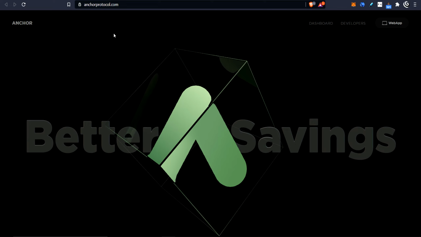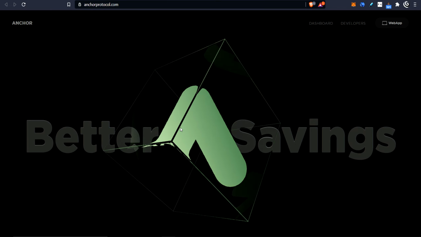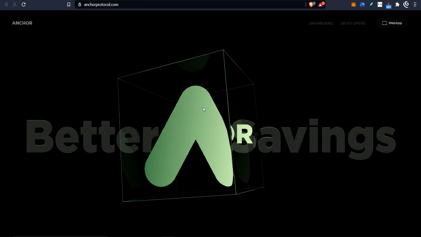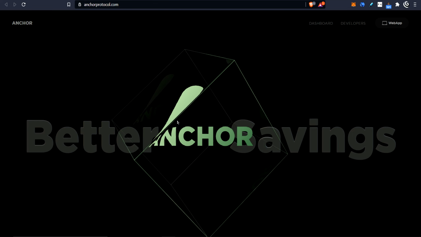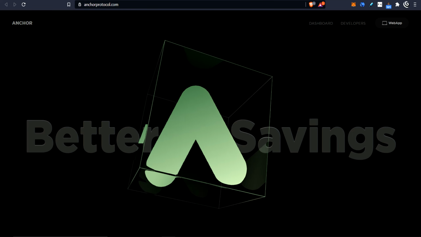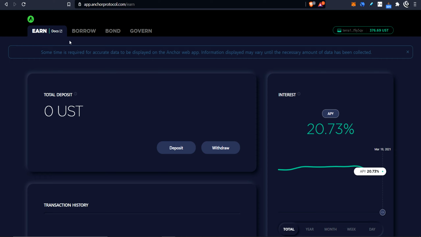Here is the Anchor homepage. It's always nice when they take some time to put in some nice graphics and so forth. But let's take a look at the actual protocol inside. Okay, so here we are in the actual Anchor protocol UI. Now there are 4 tabs at the top that I will talk about today.